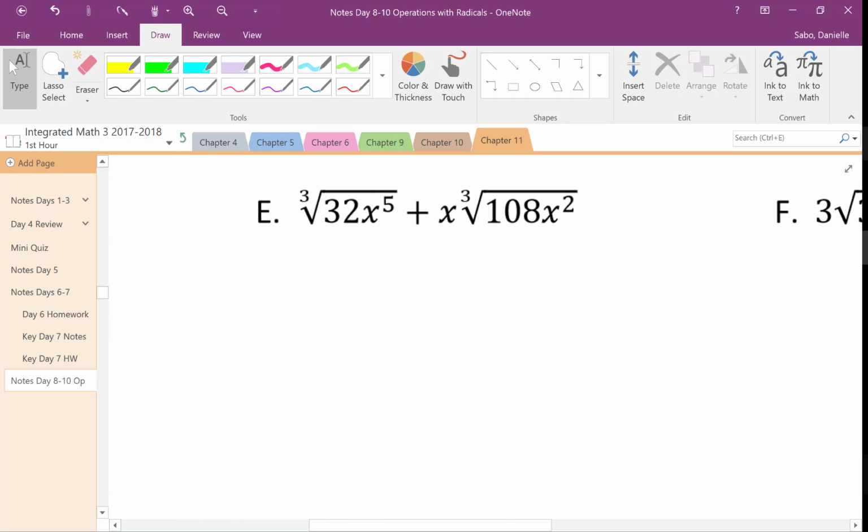Okay, we have the same index, so we might have a chance here. Let's start breaking it down. Perfect cubes. Do we know a perfect cube that goes into 32? 8. Very good. If you did not know that, it's okay. Just break it down and do your factor tree. Then the cube root of 8 is what?